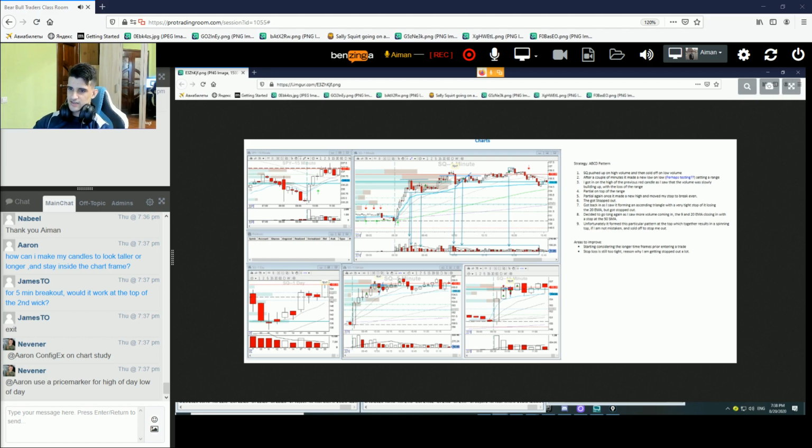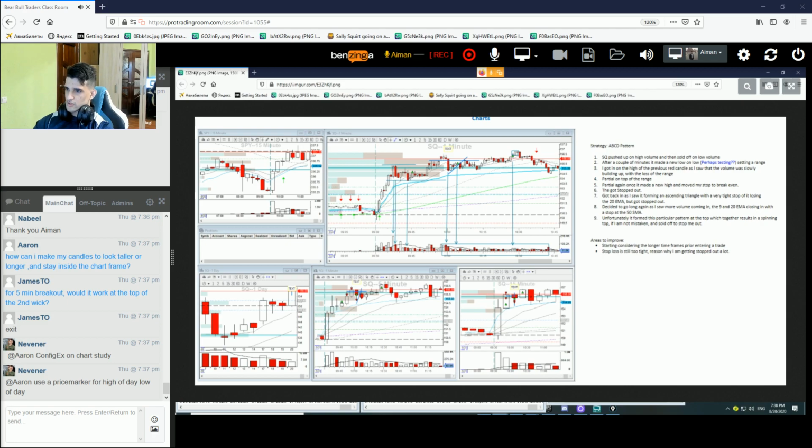Now let's see this trade. For Rose, ABCD pattern, SQ pushed up on high volume. This is it right here. And it sold off on low volume. This is the pullback, guys, and you see it's being sold off on low volume. I like how you're analyzing this. After a couple of minutes, it made a new low, perhaps retesting. So that's it here. Look at this.